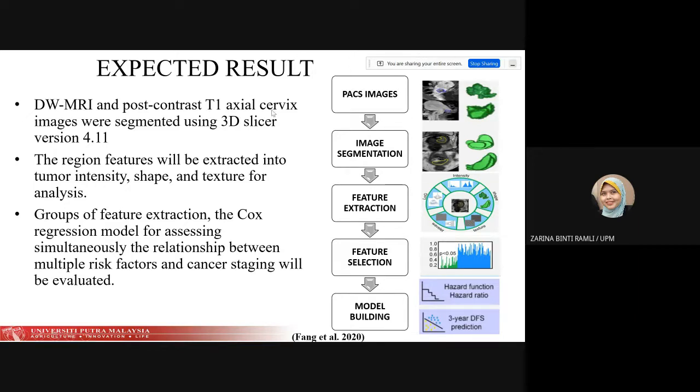This is an example of the PACS images that will be included in the study. The images from the PACS will be used to get the image segmentation of the tumor, and the features will be extracted based on intensity, shape, length and texture. The features will be evaluated for model building for the hazard function and disease-free survival, and for the prediction of the cancer classification.